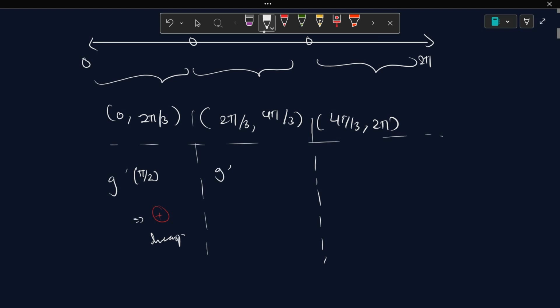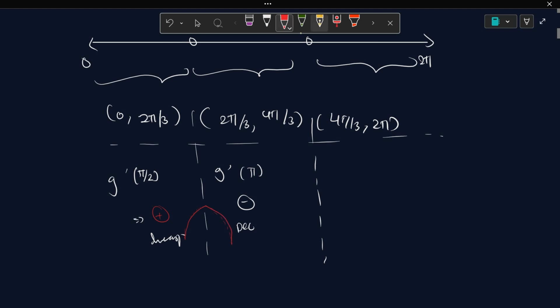We're going to do the exact same thing over here. We choose any value in the middle, so let's choose pi. If we plug it into g prime of x, we get a negative value. That tells me that the function is decreasing. So I know the function is increasing over here, and after that my function decreases. It went from increasing to decreasing.